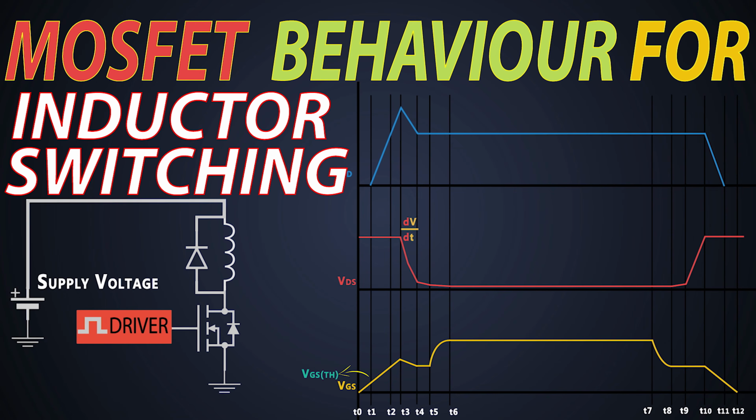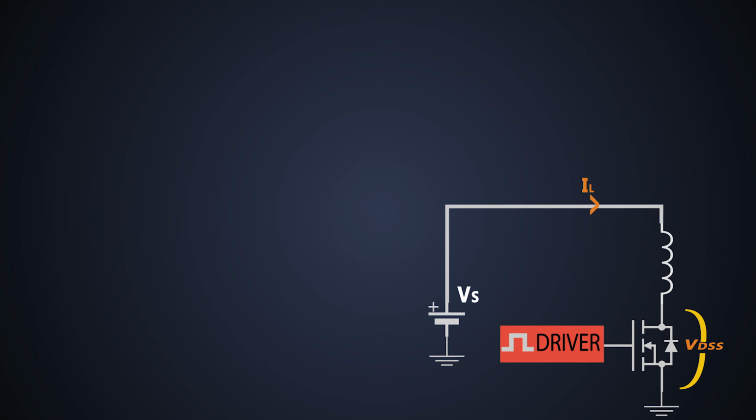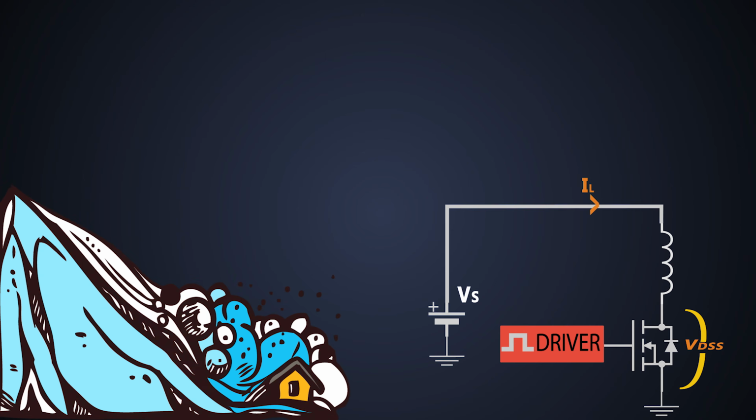Last time we saw how an inductor disrupts the MOSFET switching. But there is much more to that. This time we'll see the avalanche breakdown in the MOSFET. So let's start.